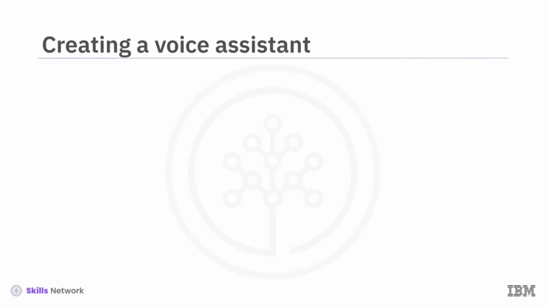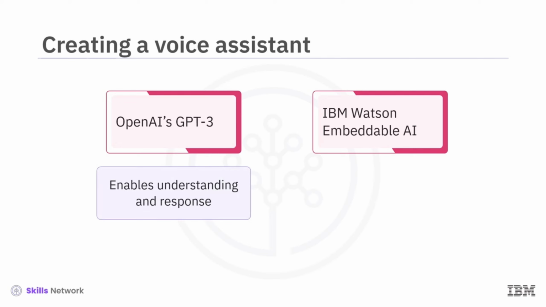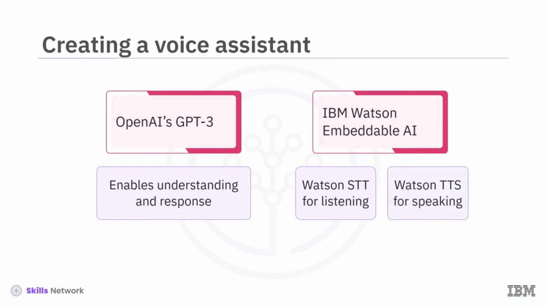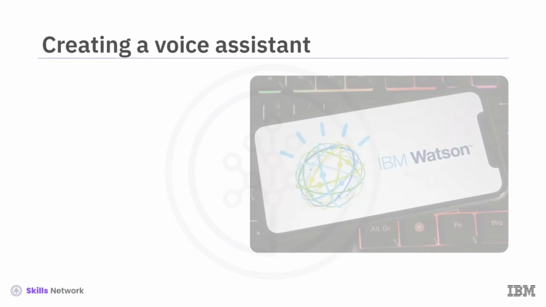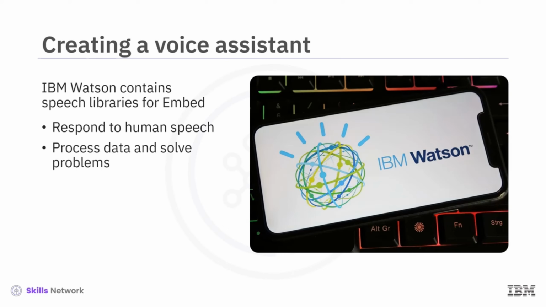of your voice. In this project, we will create a voice assistant using OpenAI's GPT-3 model and IBM Watson Embeddable AI. The GPT-3 model will enable the assistant to understand and respond to user input. The Watson speech-to-text, or STT, empowers the assistant to hear and understand a user's response, and Watson text-to-speech, or TTS, enables the assistant to read the answers back to the user. IBM Watson contains speech libraries for Embed, a set of containerized text-to-speech and speech-to-text libraries that help to respond to human speech, process data, and answer questions that help individuals and companies respond to their problems.